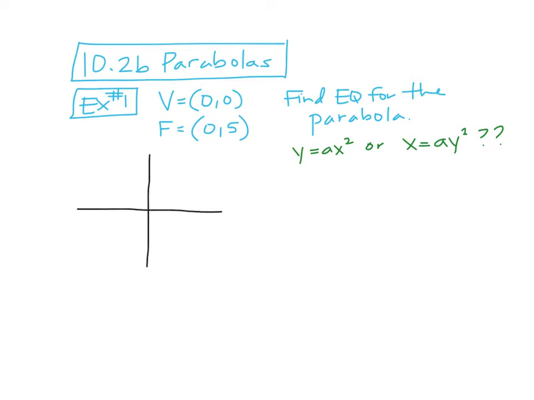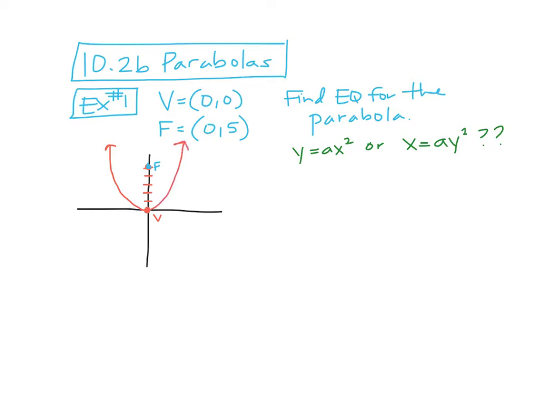Okay, plot what we know. The vertex is (0, 0). The focus is (0, 5). 1, 2, 3, 4, 5. Okay, so that's your focus. This is your vertex. Remember, the focus is always inside the parabola. So that would mean that it's going to look something like this.